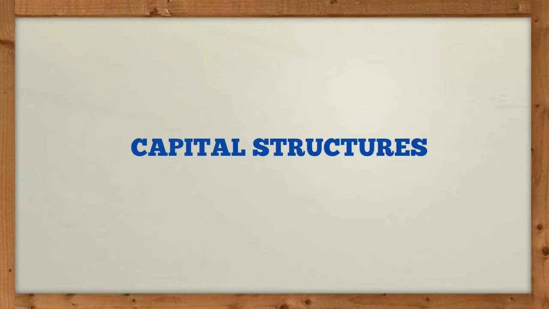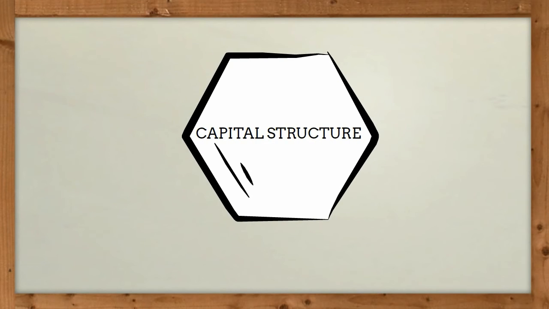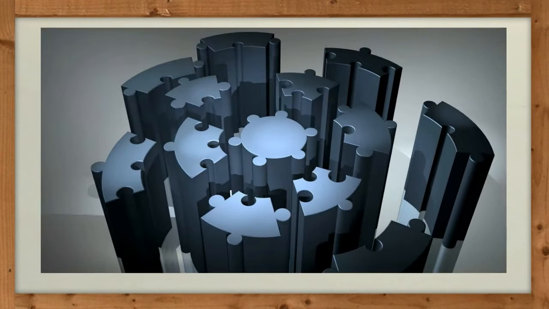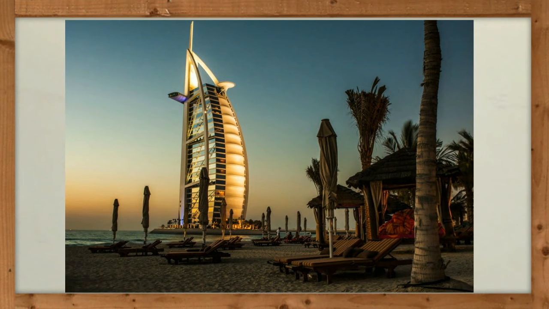Let's now talk about capital structures. First, let us discuss structures. Structure refers to the arrangement of a group of items which are interrelated. In real life, we usually talk about the structure of a building, machinery, etc. So capital structure refers to the composition of capital.